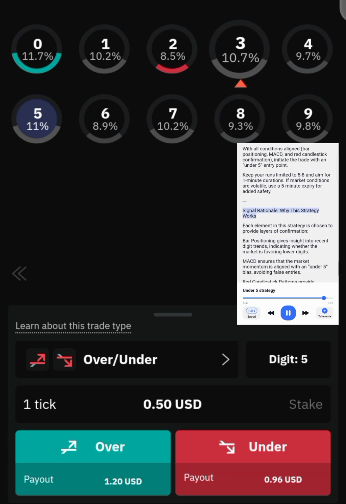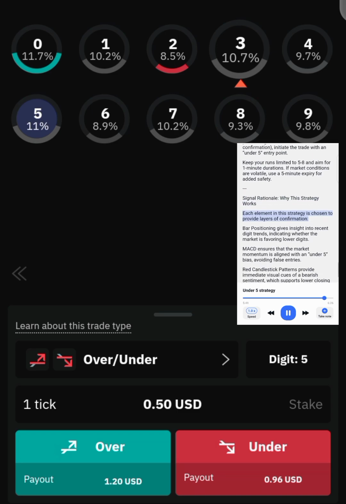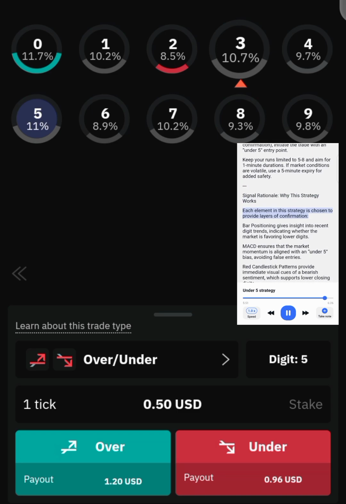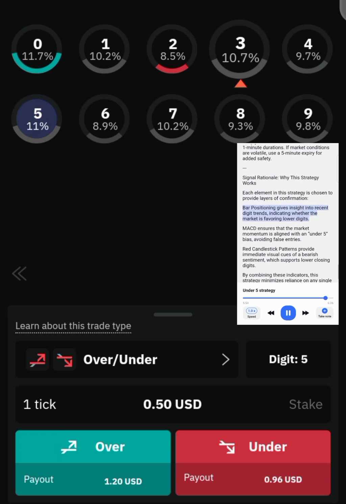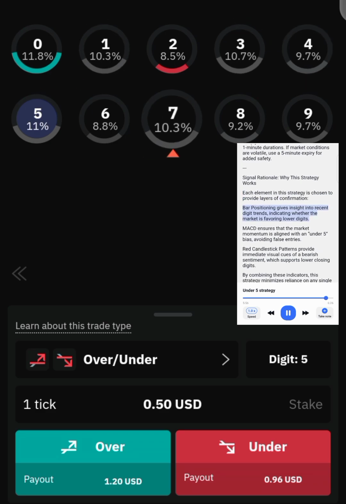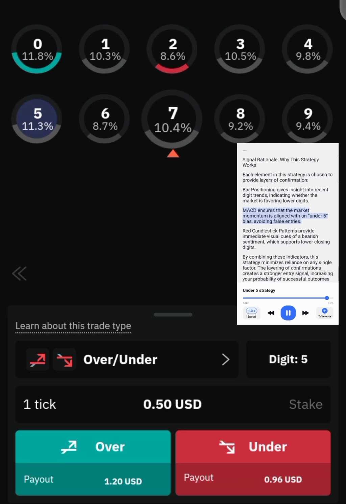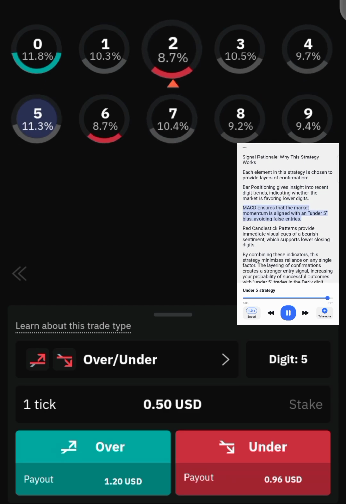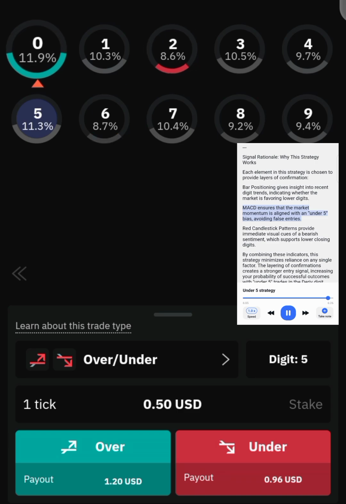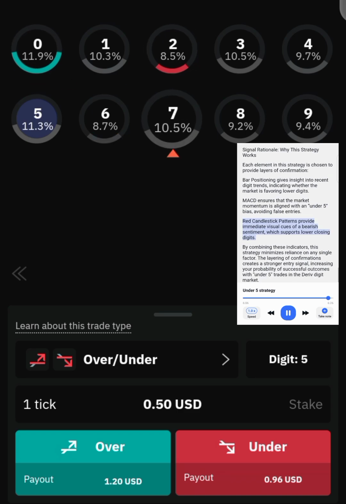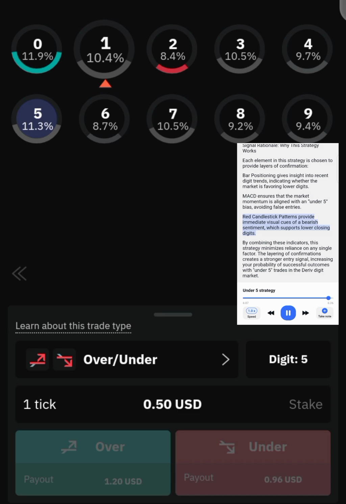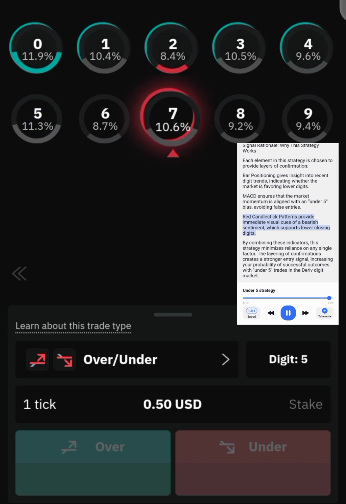Signal rationale, why this strategy works. Each element in this strategy is chosen to provide layers of confirmation. Bar positioning gives insight into recent digit trends, indicating whether the market is favoring lower digits. MACD ensures that the market momentum is aligned with an under 5 bias, avoiding false entries. Red candlestick patterns provide immediate visual cues of a bearish sentiment, which supports lower closing digits.